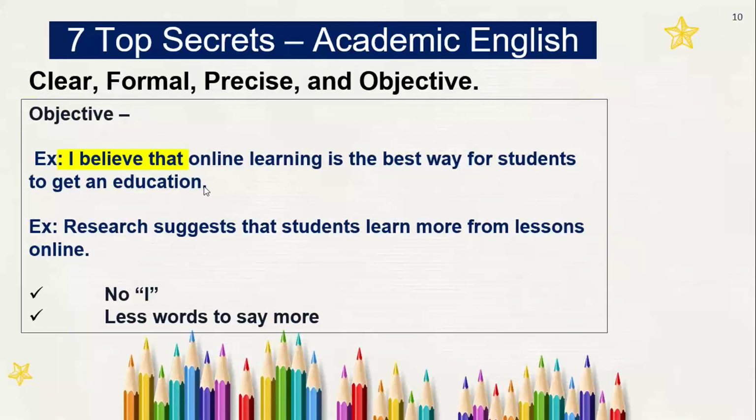How do I know that you believe that? Well, you wrote it. So you don't need to tell me I believe that. It's kind of redundant as well. Just write your sentence and leave off I feel that, I believe that, or I know that. And you're eliminating the use of I, and you're using fewer words to say more.